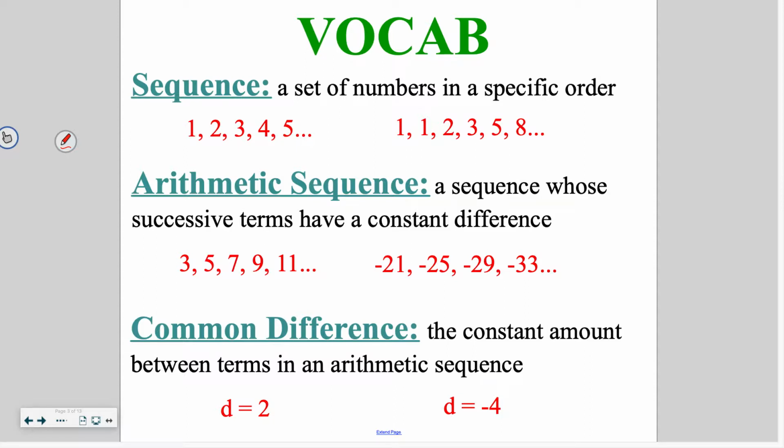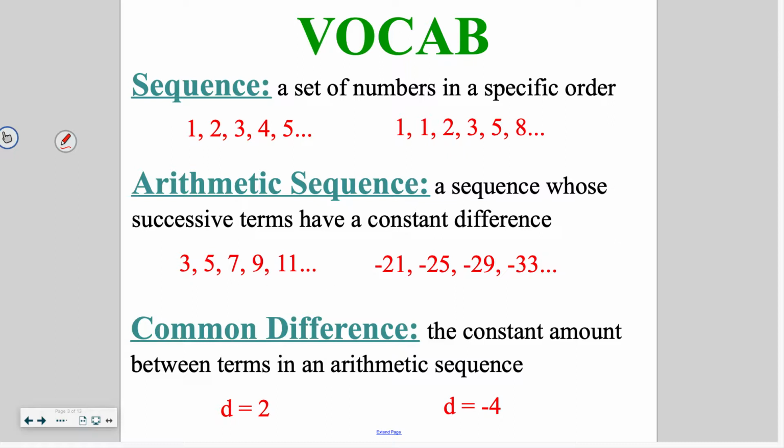The type of sequence that we're concerned about for this particular lesson is called arithmetic sequences. This is where each successive term has a constant difference. So we're not worried about these ones where we're changing what we're adding. We're worried about these ones where they stay in order, going up or down by a specific amount every time. That specific amount we're going up and down by is called the common difference.